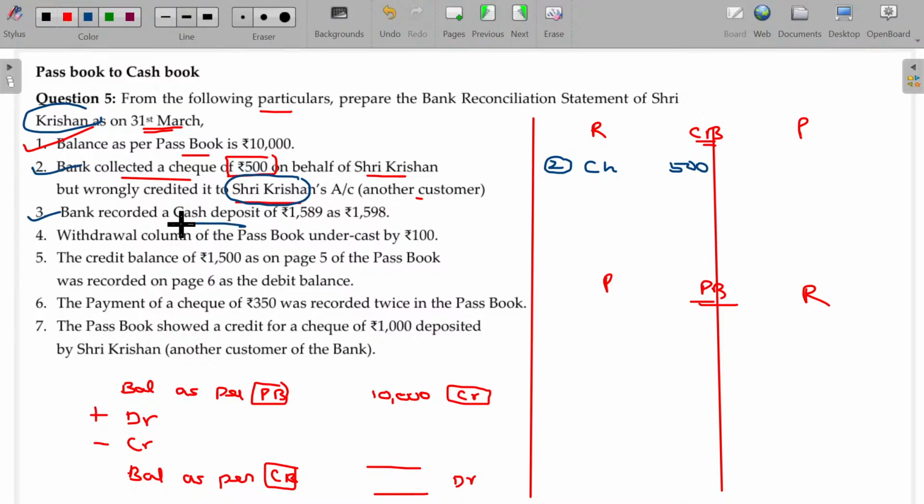Third one, bank recorded cash deposits of 1,589 as this much. What happens here? Overcasting by how much? 9 rupees. Okay, in receipt side. Overcasting should be in which side? The same side. Is that clear? Overcasting should be the same side.